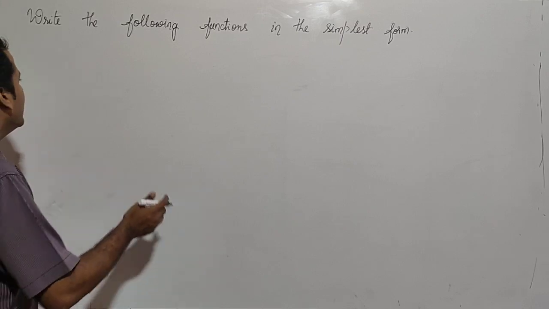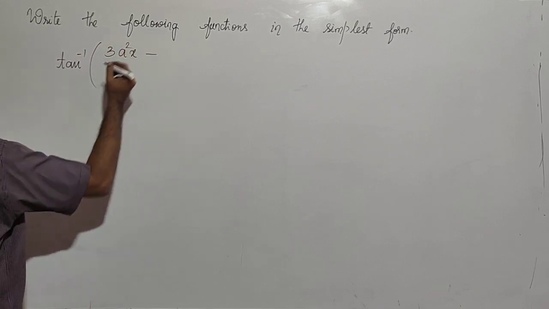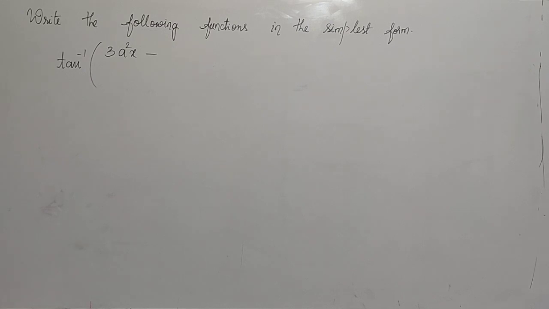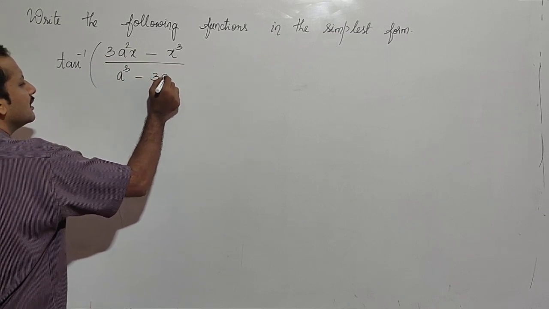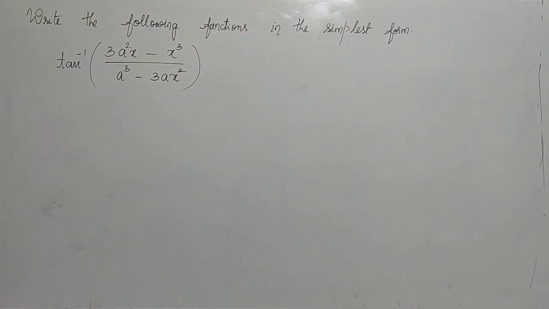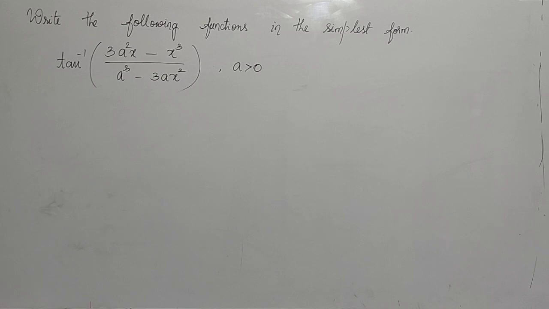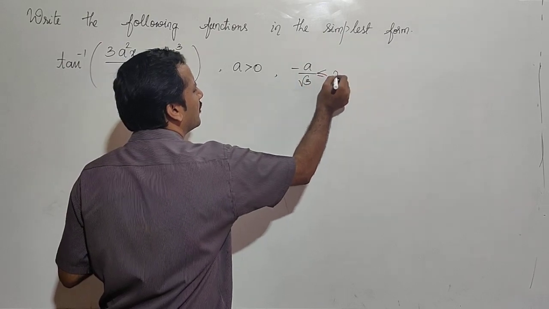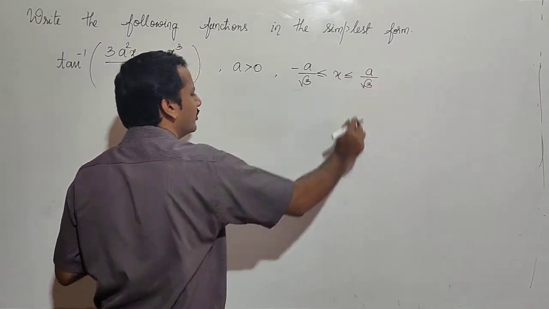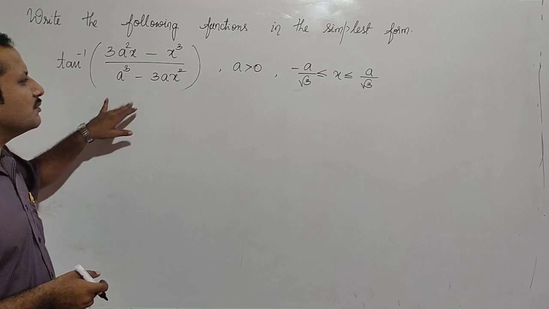Next question. Tan inverse of 3a square x minus x cube divided by a cube minus 3ax square, where a is greater than 0, and minus a by root 3 is less than or equal to x, which is less than or equal to a by root 3. x is in between minus a by root 3 and plus a by root 3. This we have to simplify.